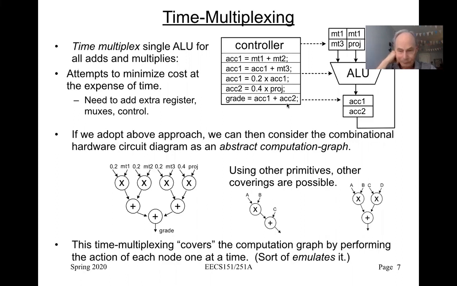So we can think of our original parallel implementation as just an abstract computation graph. It shows us the computation that needs to be done, and then we could do a direct implementation of that, or a temporal implementation of that, or something in between. That's the nice thing about hardware design: we get to play with the amount of parallelism, and this gives us a way to trade off cost and performance, and also energy.